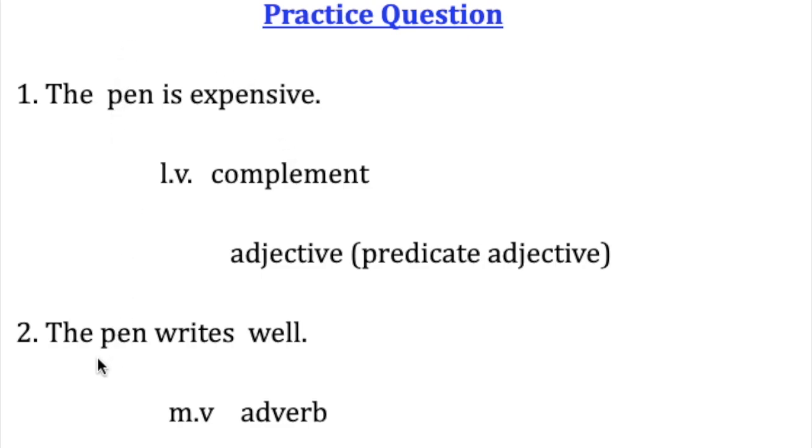Alright, how about this one? The pen writes well. Now in this case, the verb is writes. What sort of verb is this? Is it a linking verb or a main verb? You say main verb, because whenever the subject does something, it is called a main verb. After that we don't see the pen writes what, to whom. Well is the adverb of manner, talking about the way the pen writes.